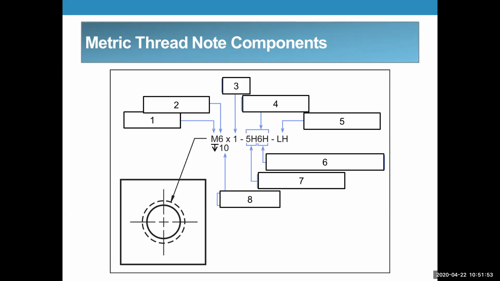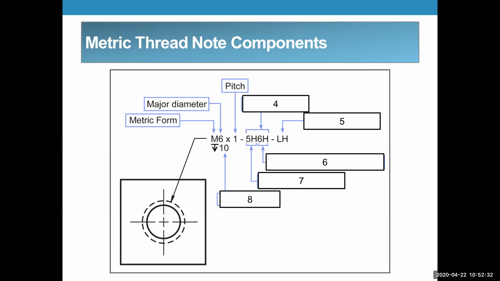A little bit different, as you can see. The M indicates that it's metric form. The 6, or the second position there, calls out the major diameter, which of course is going to be millimeters. You don't need to show a diameter symbol in this callout, just like you didn't need to show it in the unified. Position 3 is the pitch, which is different from the unified.